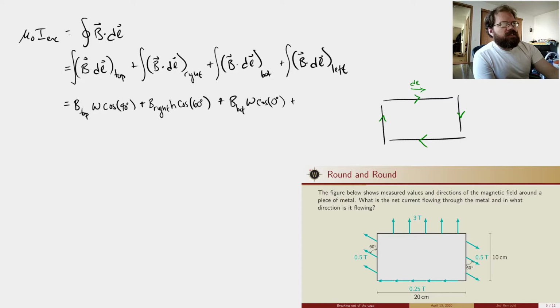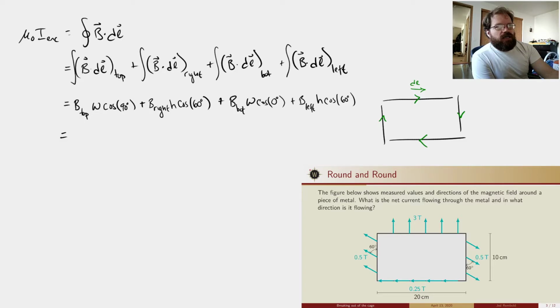And then lastly, on the left, we have our B field to the left, and we have our H for the height going upwards, and then yet again on the left, the angle between those two things, we're told, is 60 degrees. Okay? And then it's pretty much just a question of plugging things in at that point. We know all those things. We know the value of mu naught up there. And so we can go ahead and solve for I enclosed.